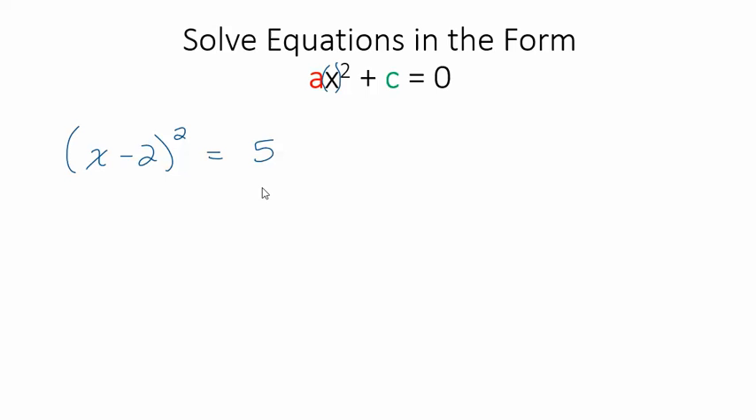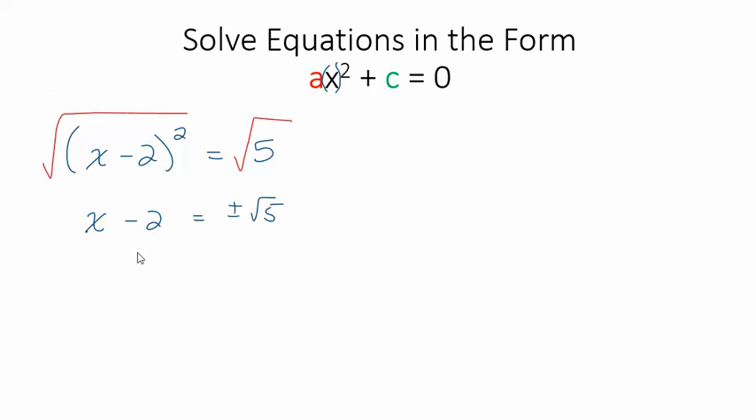Now, if you have an equation in this form, you can also use the technique that I showed you. Instead of just an x squared, we have an x minus 2 squared. But I can do the same thing here, and I can take the square root of both sides. This square root and this square, they undo each other. If you square something and square root it, you end up right back where you started. And then on this side, you just have to remember to put your plus or minus square root 5.